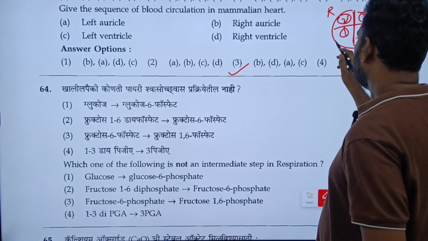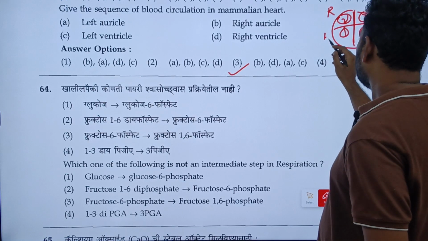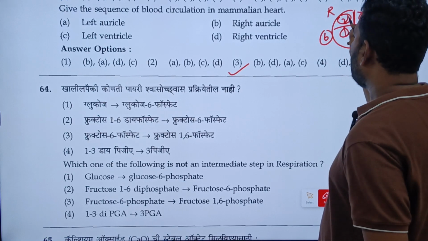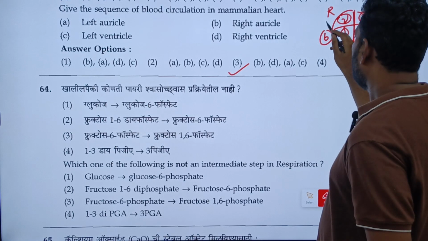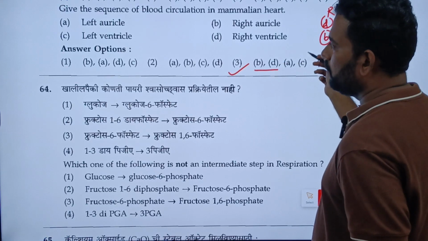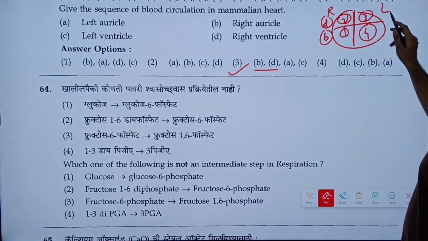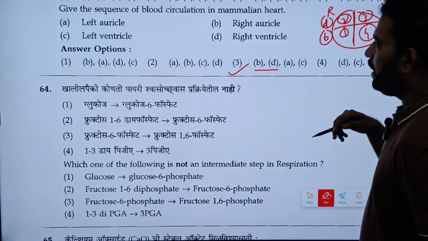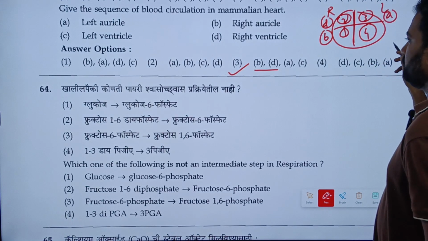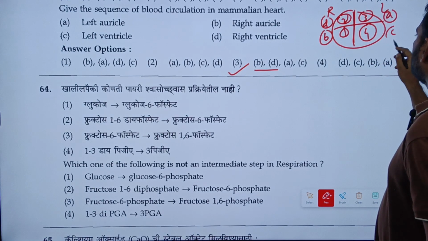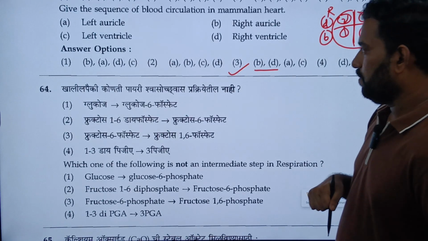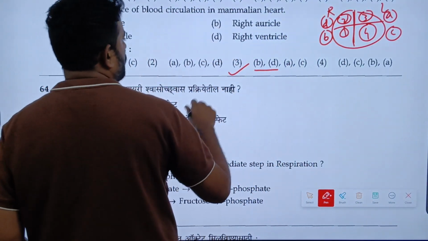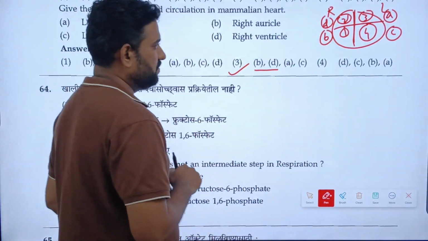Right auricle to right ventricle. Again left auricle and left ventricle. So the answer is B, D, A, C.